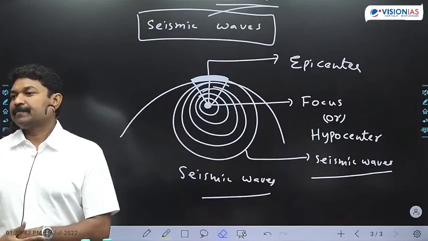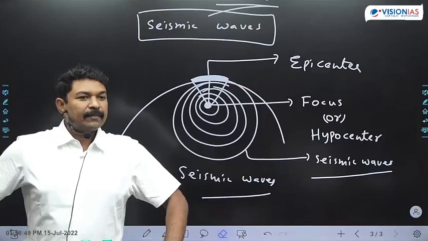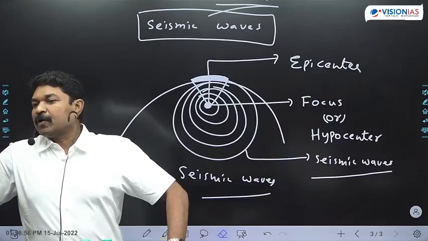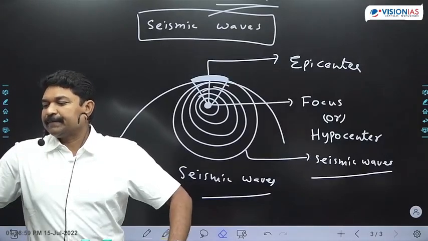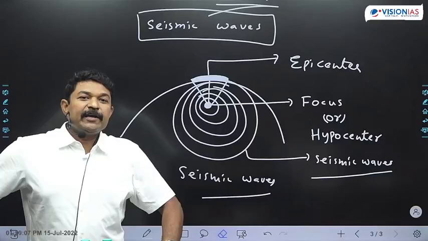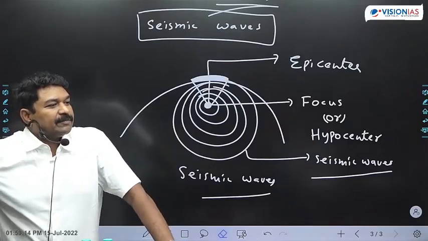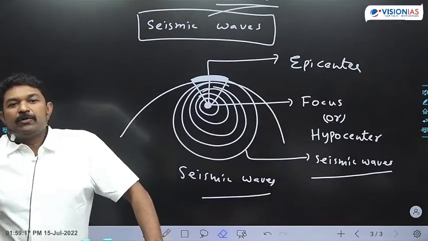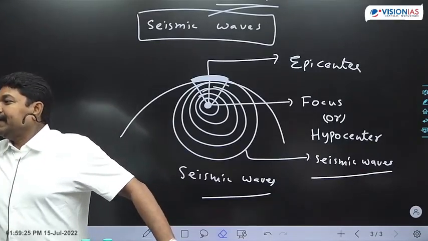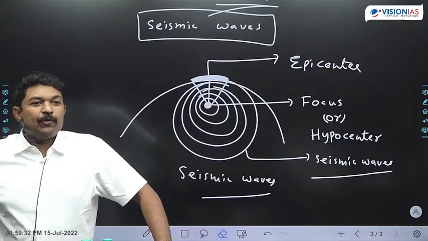Next para. Write down the next para. Because of constant adjustments in the Earth's interior, some weak rocks undergo stress and get strained out, S-T-R-A-I-N-E-D, and break to release the strain energy.